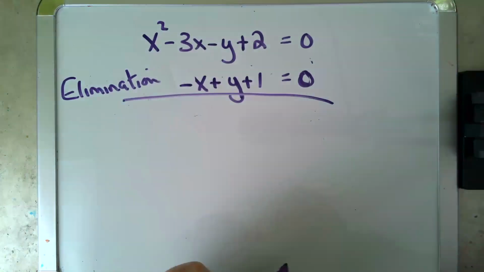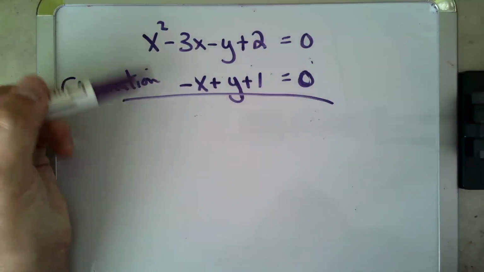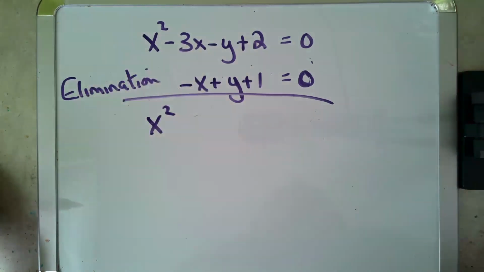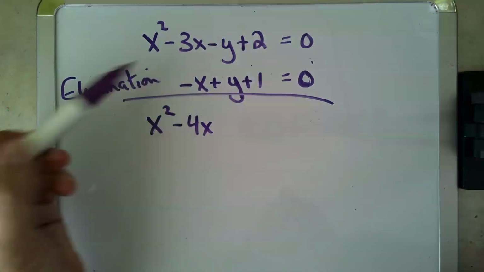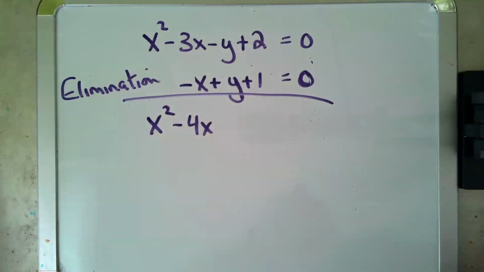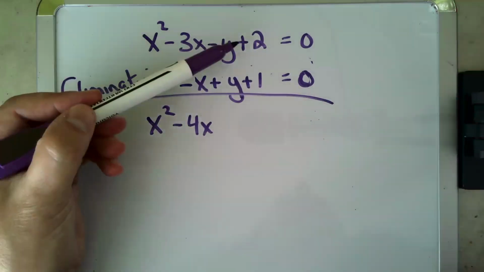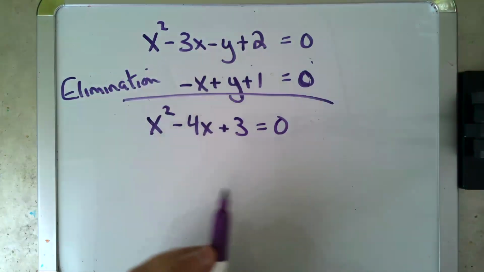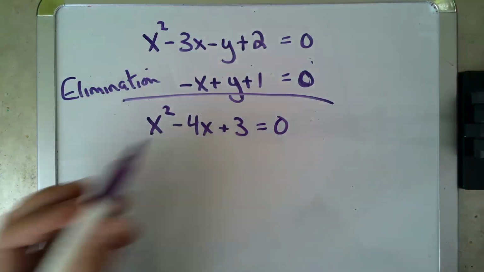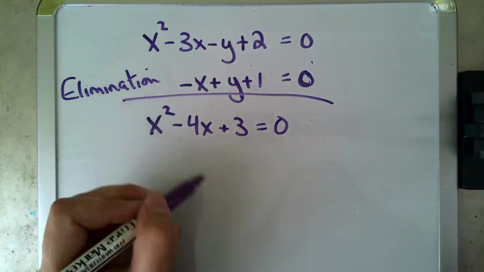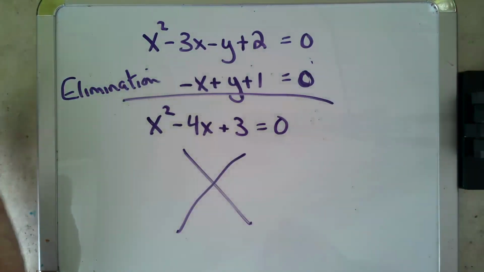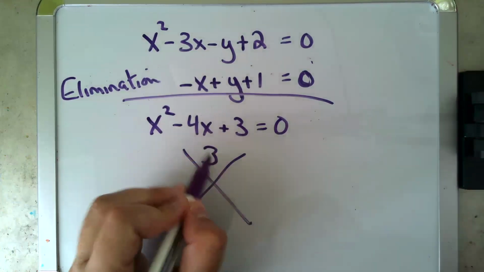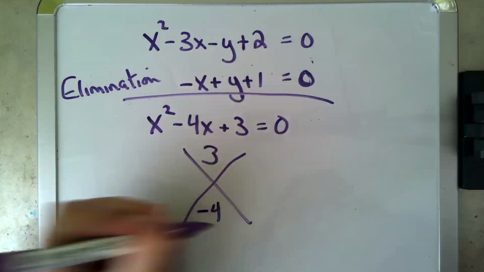Now I add my two equations: x squared, and I have no other x squared; negative 3x plus another negative x, negative 4x; negative y plus y, 0. That was my goal. 2 plus 1. And now I have a single quadratic equation. I can solve that. I'm going to try the x method because this looks like it'll work. If x method is unfamiliar, go check out this video.